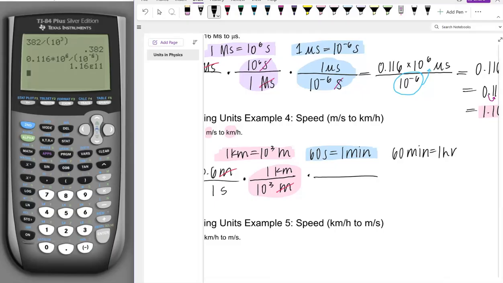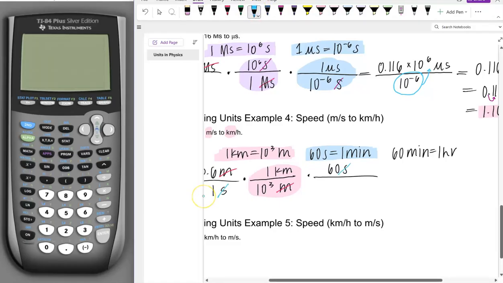All right, so we need the 60 seconds on the top so that it will cancel out with the seconds that were on the bottom originally, meaning that our 1 minute has to go on the bottom here. That's our blue conversion rate. And then we're trying to go from minutes to hours, so we need our 60 minutes on the top so that it will cancel out, meaning that the 1 hour is going to be on the bottom.